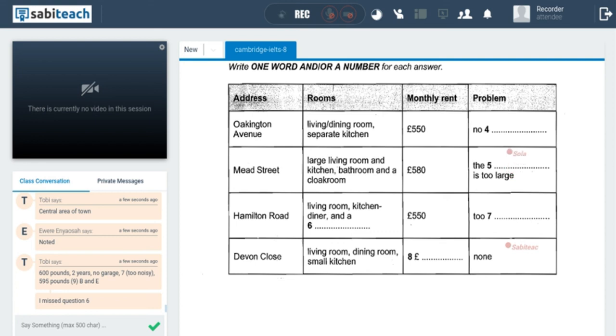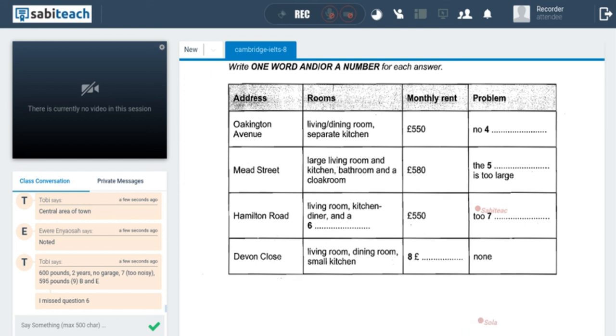So if you added no, that's wrong. And then again, remember the instruction. If you look at the instruction on top of this table, you see that it says 1 word and or a number. So it should not be more than 1 word. So if you say no garage, those are 2 words, which is incorrect. And since the answer is already attached to the question, just put garage. So let's listen to answer question 5.